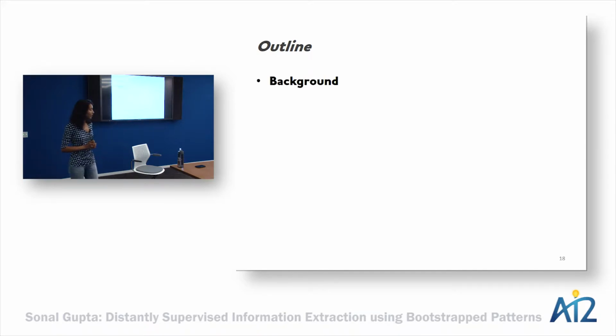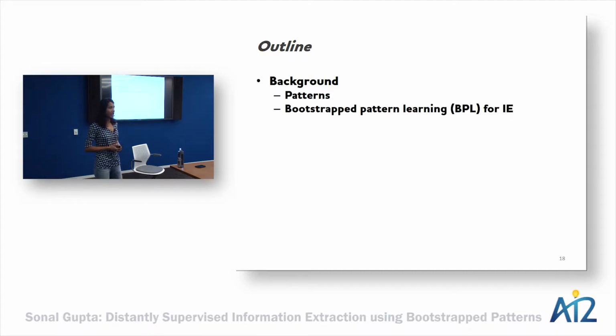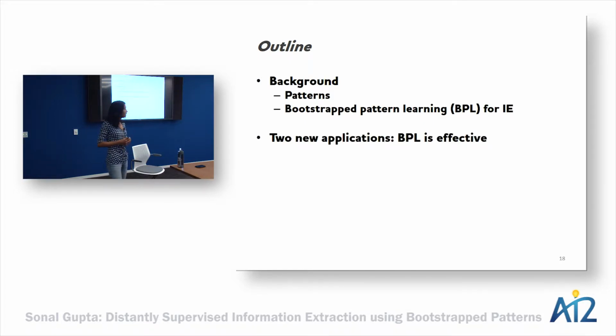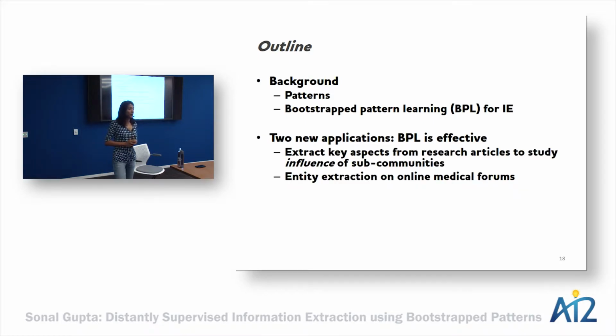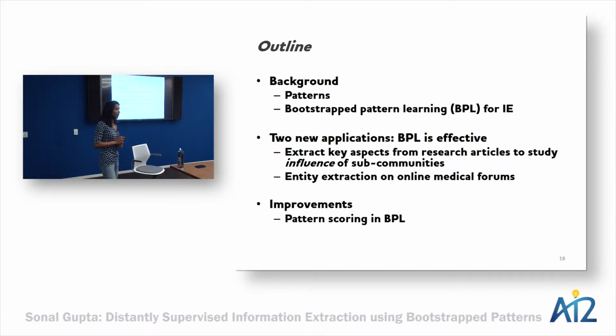So here is a brief outline of the talk. We'll go a bit into the background and the patterns which I use for the system, and a bit about Bootstrapped Pattern Learning, which is the architecture of the system. I'll talk about how this Bootstrapped Pattern Learning is pretty effective, and I'll talk about 2 new tasks. One is to extract key aspects out of scientific articles, which might be of interest to some of you working on scholarly projects. The second is extracting information from online medical forums. And I'll talk about improvements in the next part of the talk, which is how to improve pattern scoring in this Bootstrapped Pattern Learning and how to improve the entity scoring.